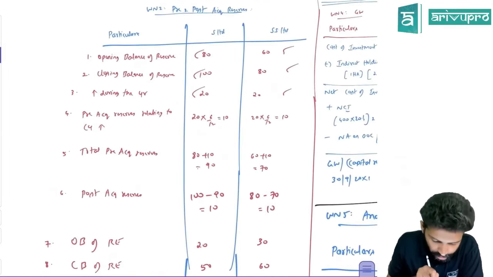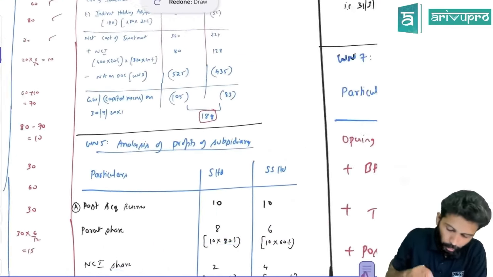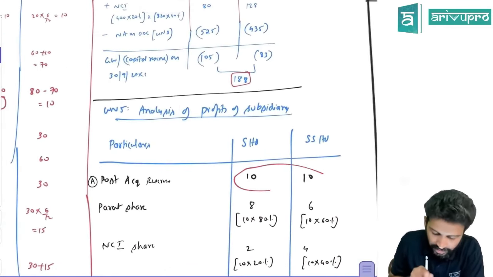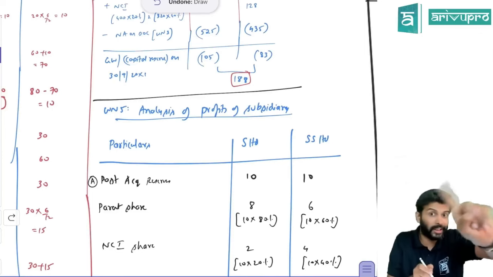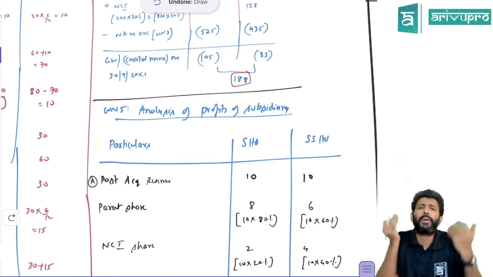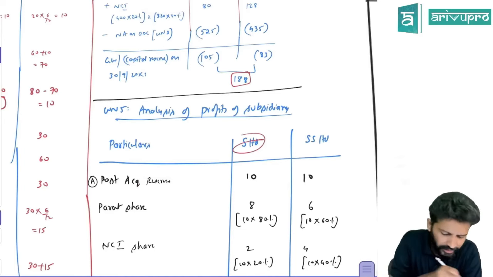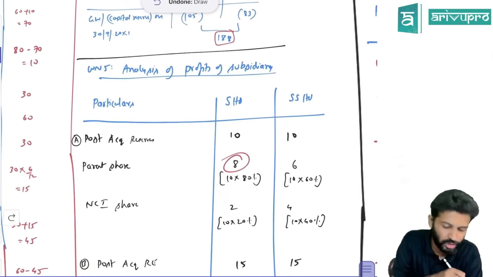What is post-acquisition reserve of S Limited? 10. SS Limited, 10. So copy that first, which we got from the previous working note. What do we do for post-acquisition reserve? This is not retained earnings, this is a reserve. We distribute among parent and NCI. In S Limited, parent ka share is 80%, NCI ka share is 20%. So 10 you distribute in 80-20 ratio, parent ka share is 8, NCI ka share is 2.